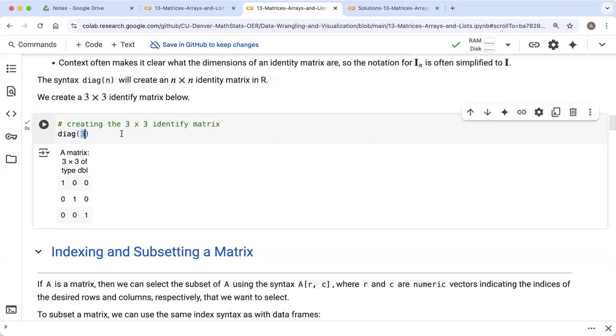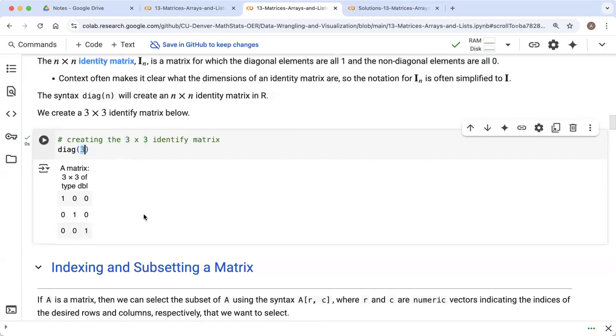Okay, great. So next up, in the next video, we'll get into how we can index and subset matrices.